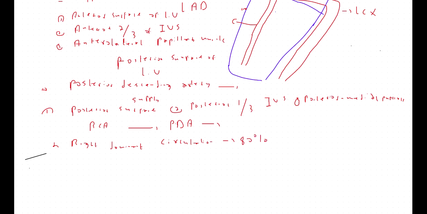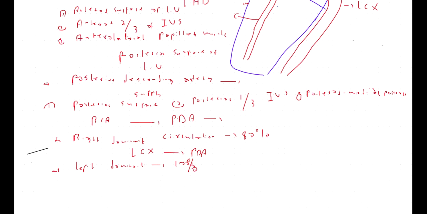Now, if the PDA is coming from the left circumflex artery, if the left circumflex artery gives rise to the PDA, the circulation will be called left dominant circulation, which happens in 10% of the time. So in 10% of the time, the PDA will come from the left circumflex artery.